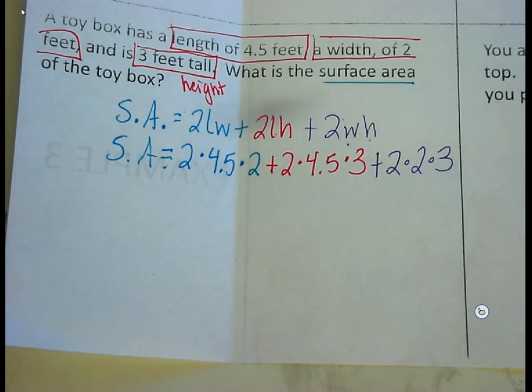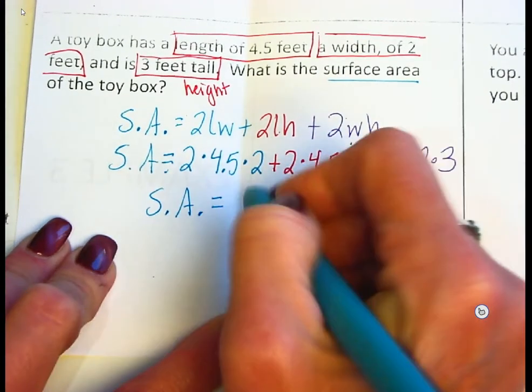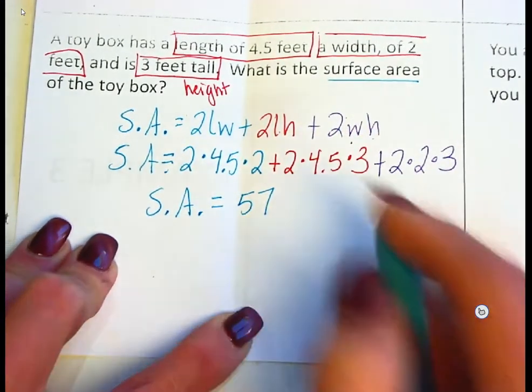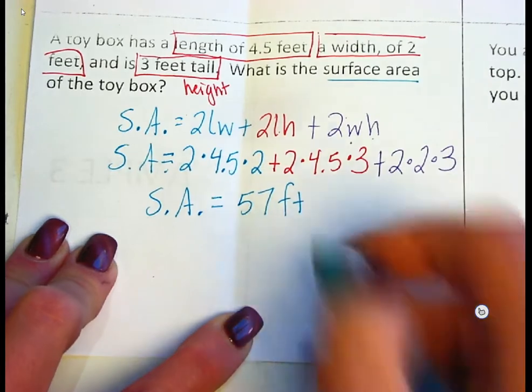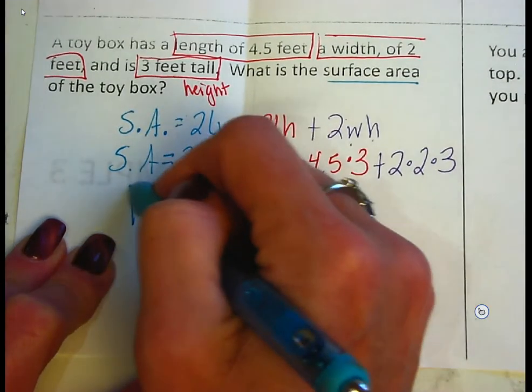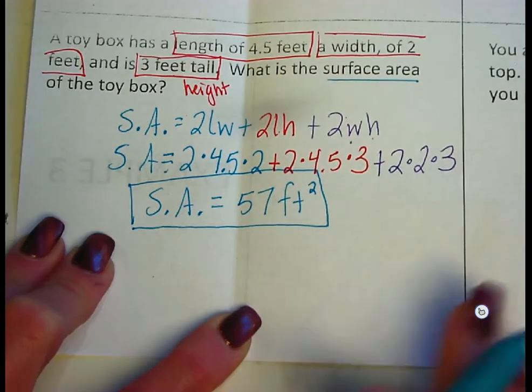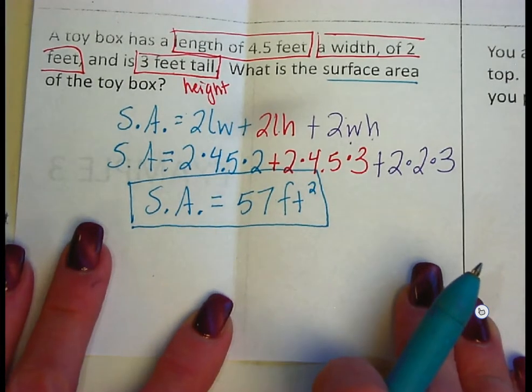Did you get 57? Awesome. Okay, that's what I got too. So surface area is equal to 57 feet. Squared or cubed? Squared. Okay. So we have one more problem.